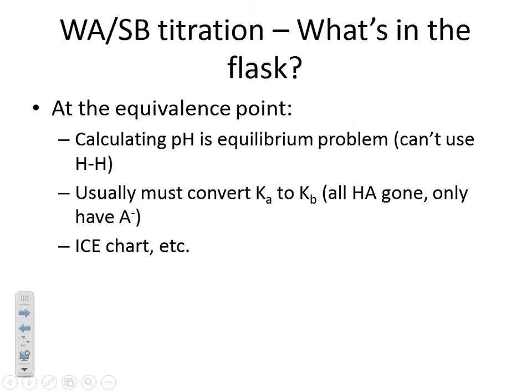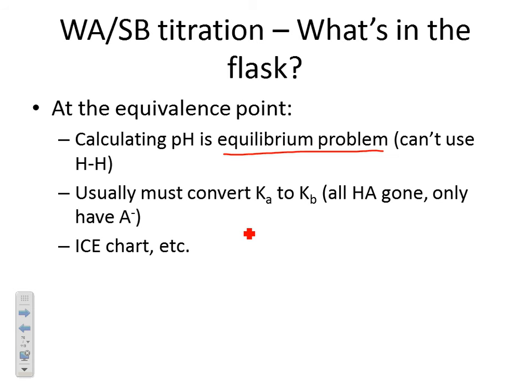What's in the flask? Continuing on. So how do we do this calculation for pH at the equivalence point? Calculating pH is an equilibrium problem. So you can't use Henderson-Hasselbalch because you don't have both HA and A minus. Now you only have A minus. There's no more HA. The HA is totally gone.